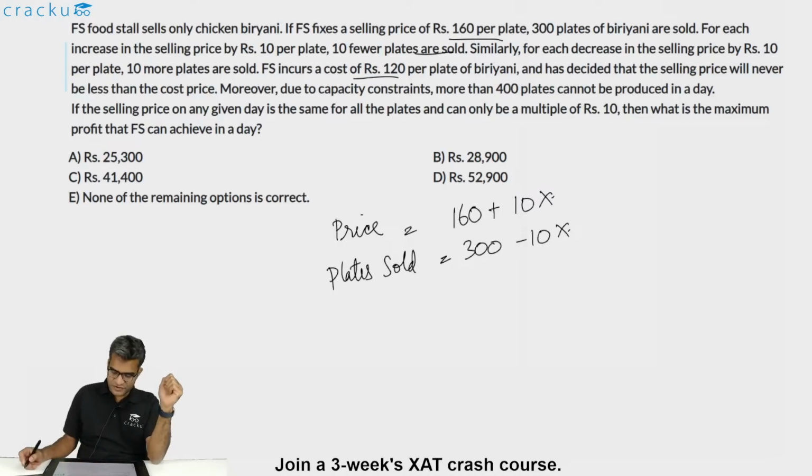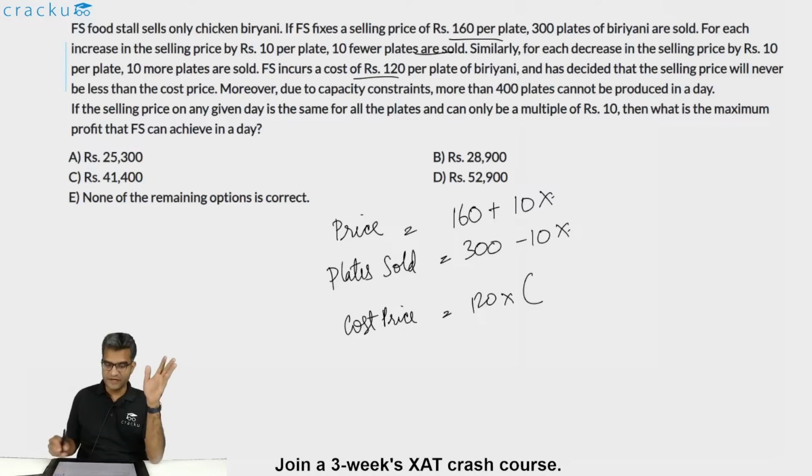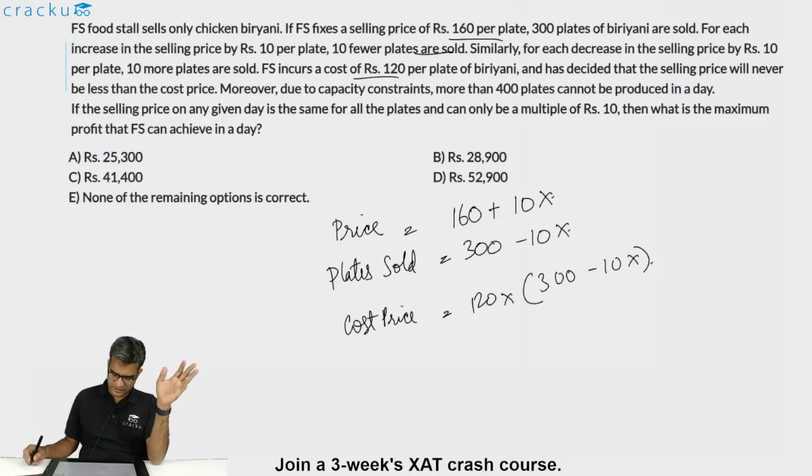And it incurs a cost of 120 per plate. Okay. So what is the cost price? Cost price is 120 into, that is per plate, into the number of plates sold, which is 300 minus 10x. And it is decided that the selling price will never be less than the cost price. Okay, that's fine. Moreover, due to capacity constraints, more than 400 plates cannot be produced in a day. The selling price for any given day is the same for all the plates and can only be a multiple of 10. What is the maximum profit that FS can achieve in a day?